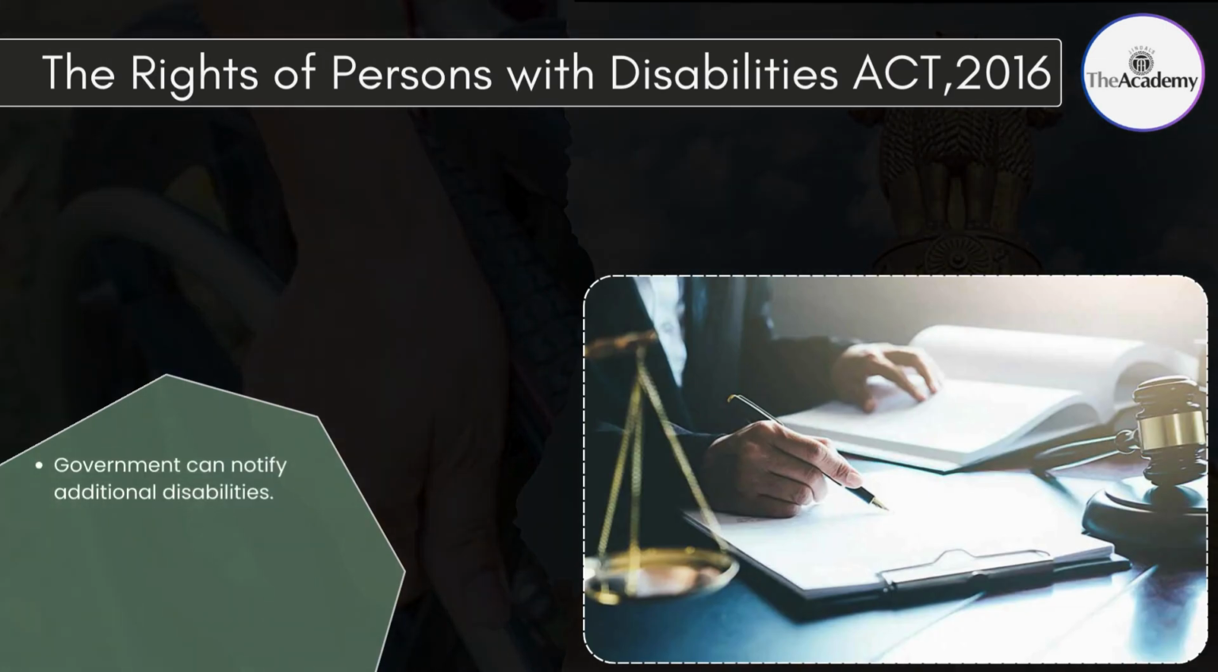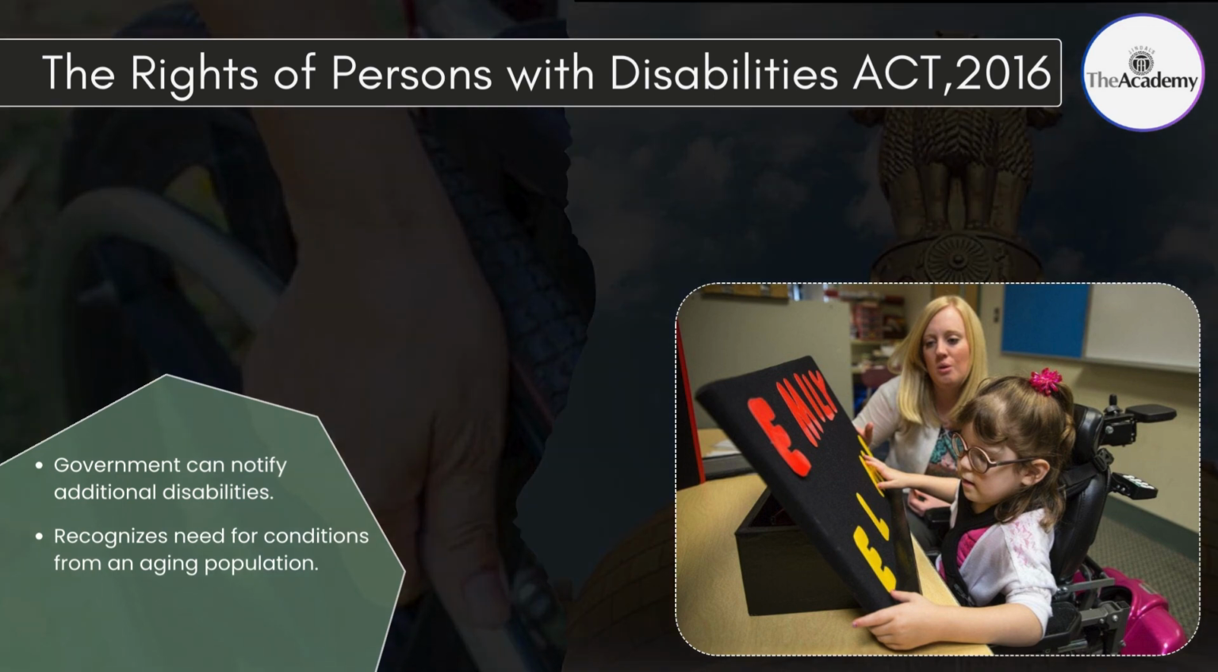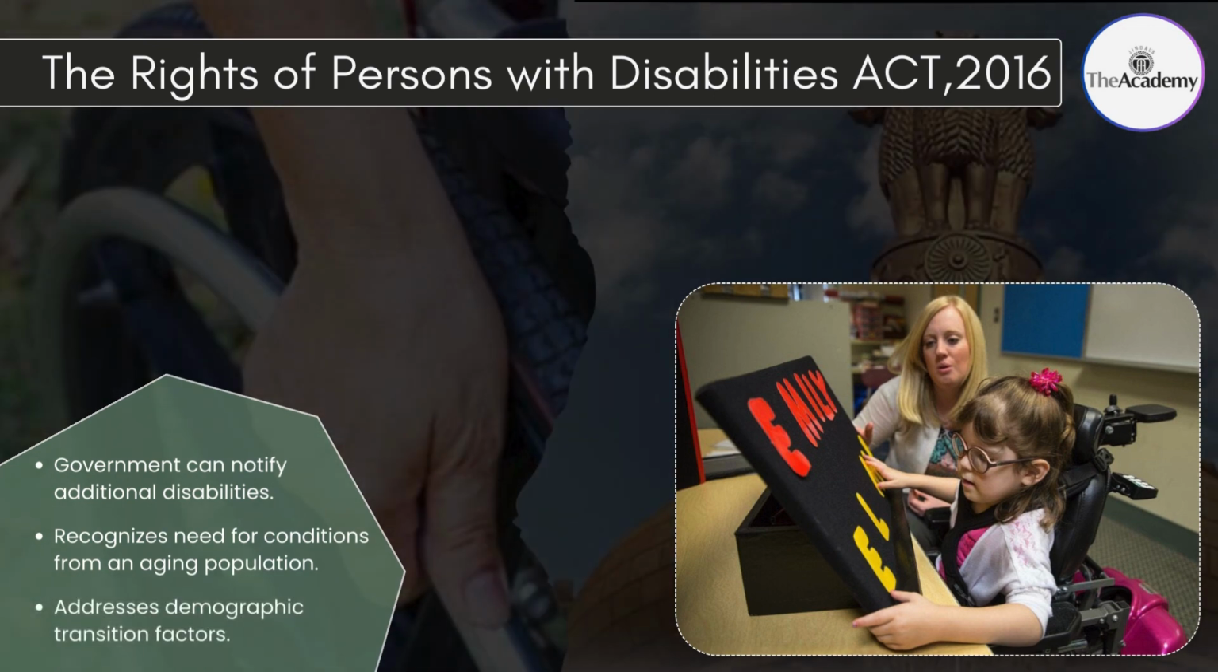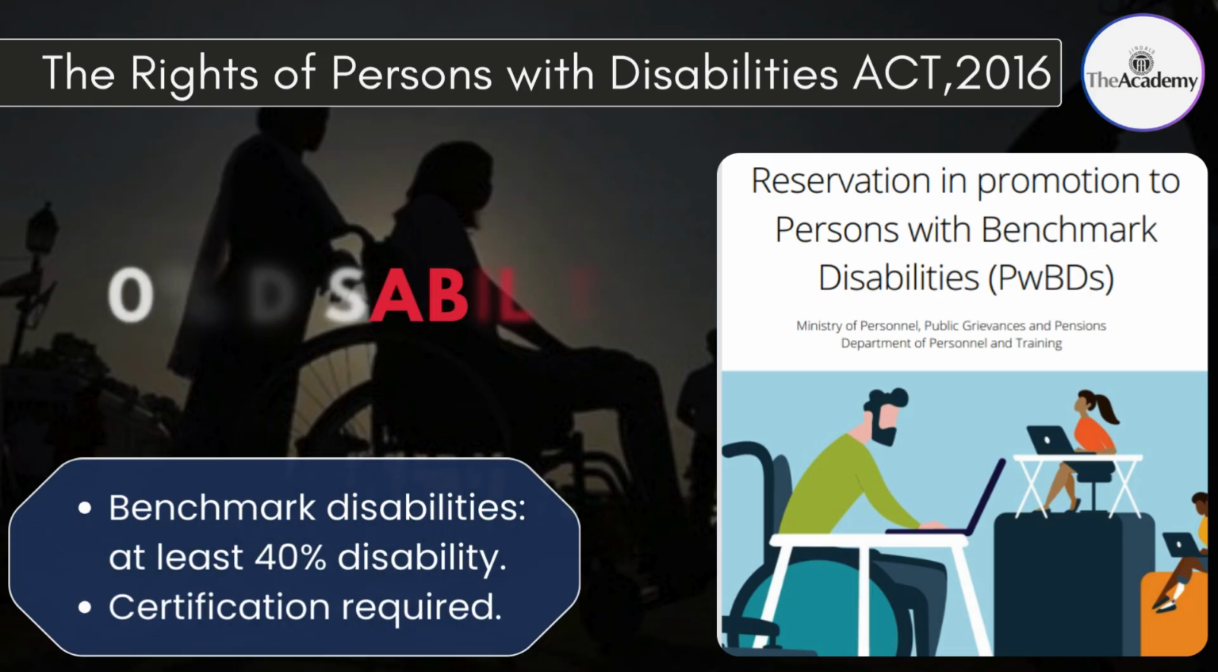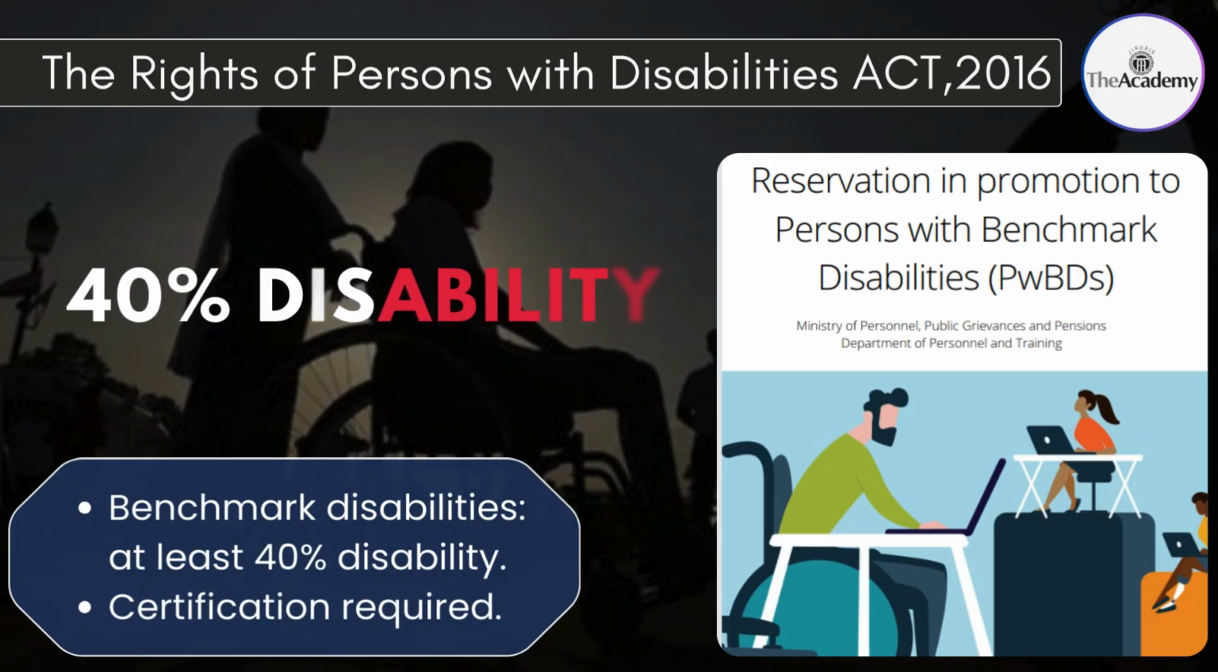The Act provides power to the government to notify additional disabilities, a clear recognition of the need to factor in conditions that may arise as a result of an aging population, an inevitable part of the demographic transition. Persons with benchmark disabilities are defined as those certified to have at least 40% of disability.